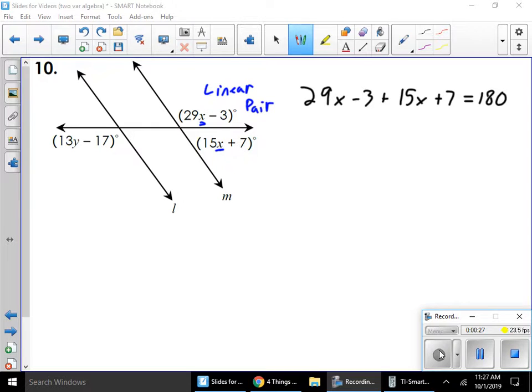So different beginning than last time. In the last example, we had angles that were equal at first. Now we have angles that add up to 180 as our first bit. No big deal here. We just need to combine some like terms.